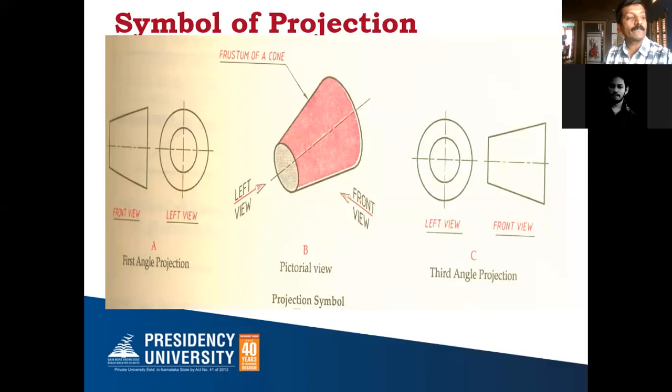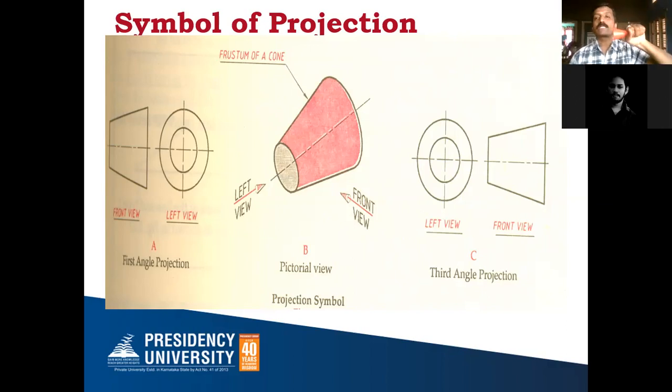Let me take an example of a frustum of a cone. Assume that this is a frustum of a cone. A frustum of a cone is nothing but a cone only. This is a cone. How to get the frustum of a cone? A plane is cut in such a way that the cutting plane is perpendicular to your axis or parallel to the base. After cutting it, the top portion I am removing, and only the bottom portion I am retaining. Whatever bottom portion I am retaining, this is called the frustum of a cone.